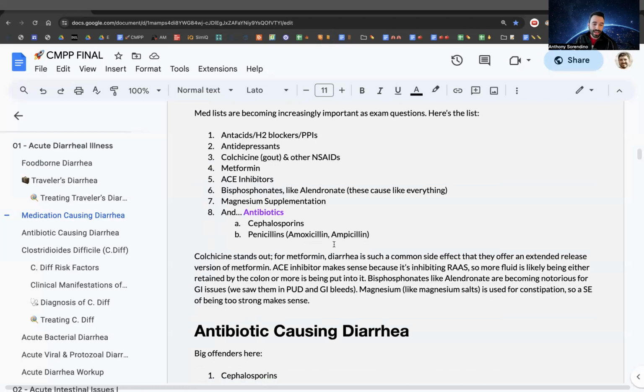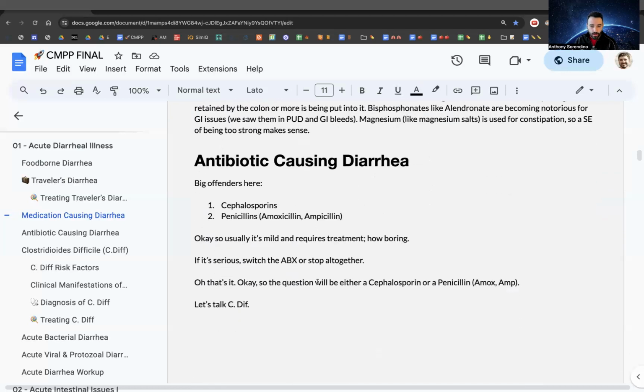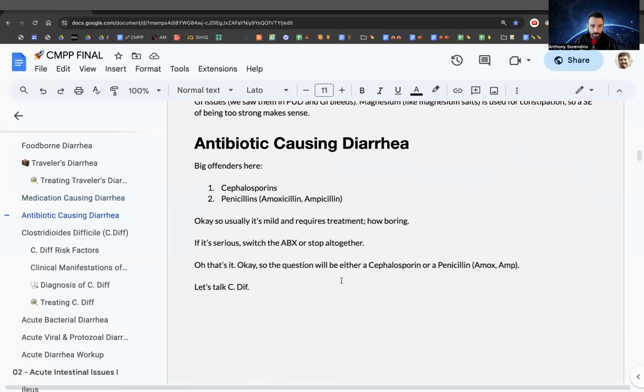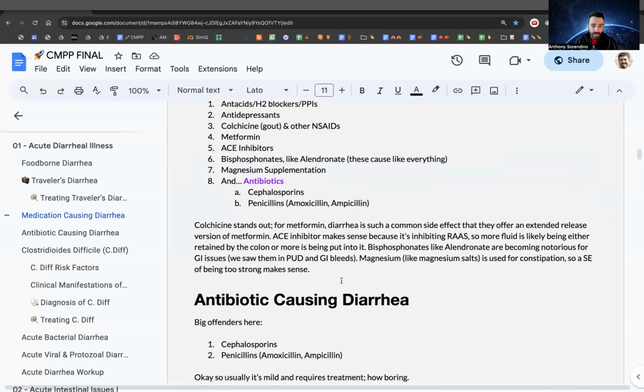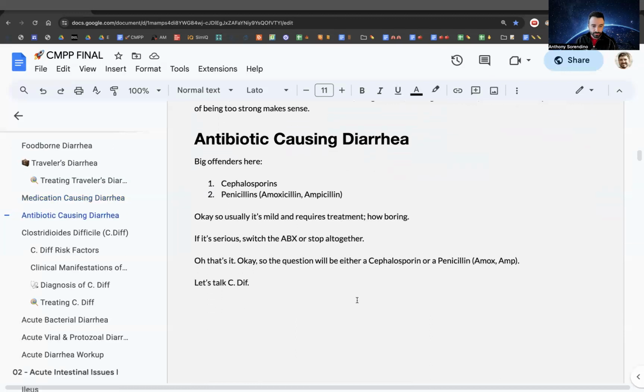And then this is a big one, antibiotics. It's going to be your cephalosporins and your penicillins, specifically amoxicillin and ampicillin. And these are related, right? So cephalosporin is just a synthetic beta-lactam and penicillin is a beta-lactam. So they kind of go together. So they're going to cause diarrhea. That's just the same here. So if you do get antibiotic causing diarrhea, it's usually mild. Just stop taking the antibiotic.